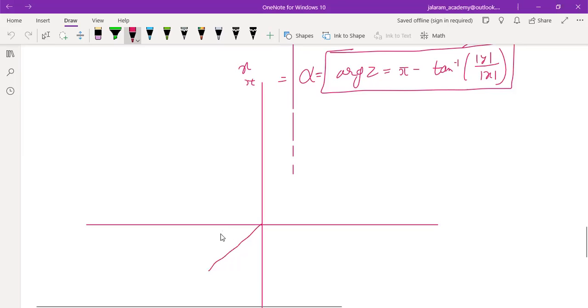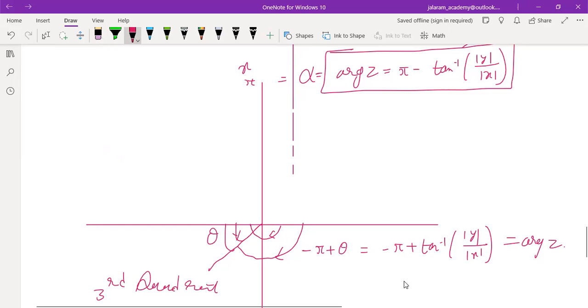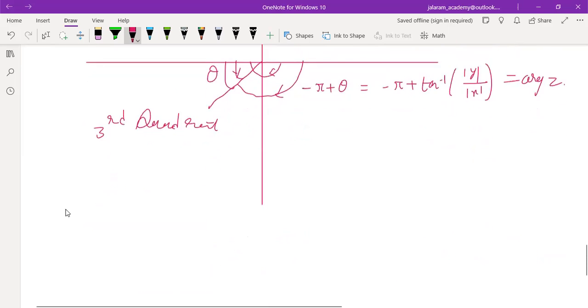Now if the number is in the third quadrant, so this is theta. And this time we will calculate it by the shortest possible path. We know that minus pi is in the clockwise direction and theta is moving in this direction. So it is minus pi plus theta. That is, minus pi plus tan inverse of mod y upon mod x is the argument of z if it lies in the third quadrant. Is that clear to you? Third quadrant argument is given by minus pi plus tan inverse y by x.